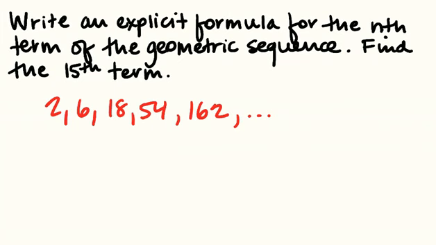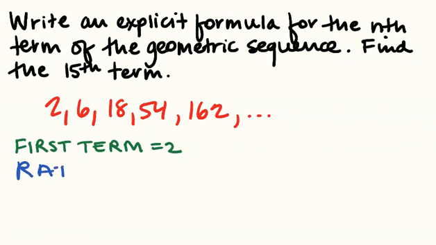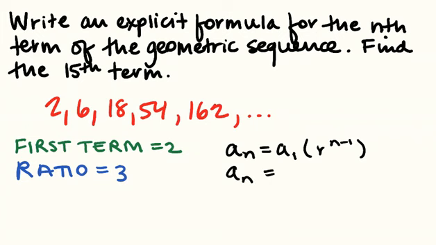First example we've got for you is write an explicit formula for the nth term of the geometric sequence and find the 15th term. So I've got a first term here. I can see the first term is 2. And then the common ratio is 3. So if I have to write down the nth term, that's the first term times R to the n minus 1. So for this it will be 2 times 3 to the n minus 1.